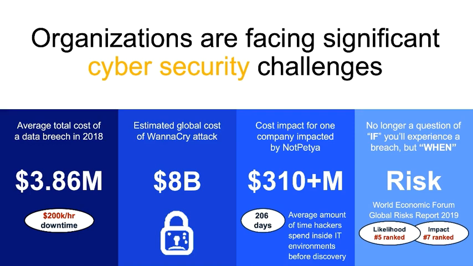This slide shows some of the interesting facts to make note of, such as the average cyber breach costs businesses $3.86 million US. It's based on an average cost of downtime being about $200,000 per hour. The estimated global cost of the WannaCry malware attack was $8 billion US. And the impact of the NotPetya virus for one company was over $310 million US. On average, a hack or a breach is not discovered for about 206 days.